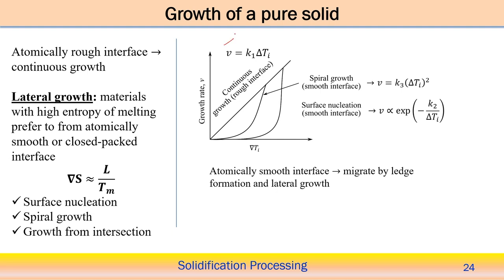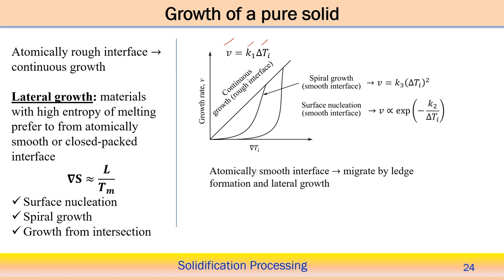Here you can see V equal to K into delta T I. That means this is the expression for a continuous growth of the rough interface. So diffusion occurs in this linear way, and it depends on the degree of undercooling. Now there might be some lateral growth also, so the lateral growth may also happen.